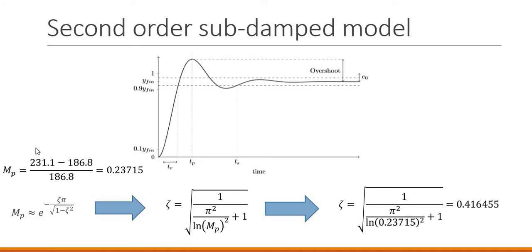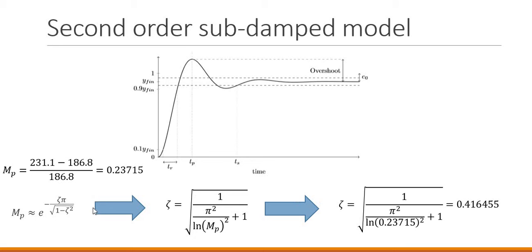Here we see this was the peak value, 231.1 measured with the cursor, minus 186.8, that is the settling value, also measured with the cursor, divided by 186.8. There we have the overshoot, that is 0.23715, and if we solve this equation for zeta, we obtain this, and when substituting the overshoot calculated, we obtain this value for the damping ratio.